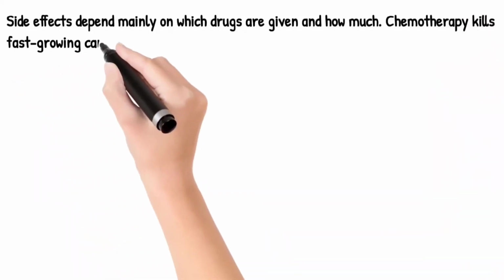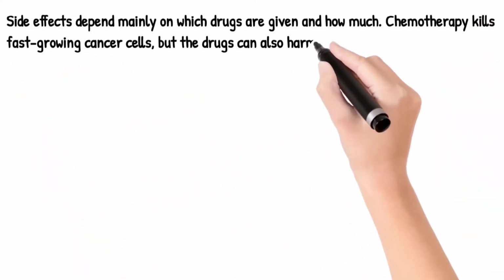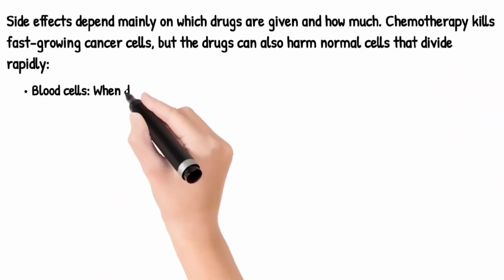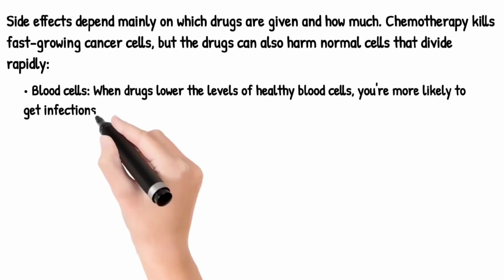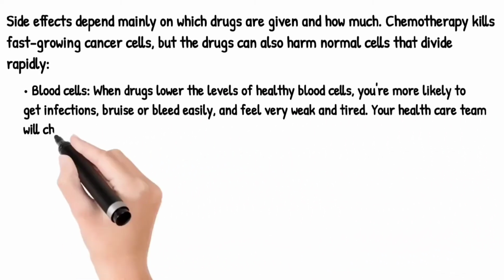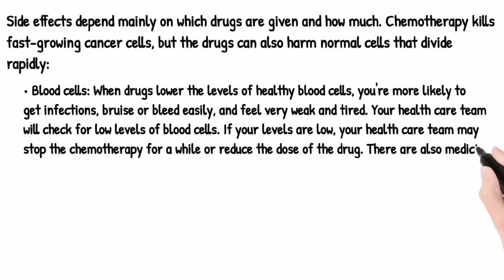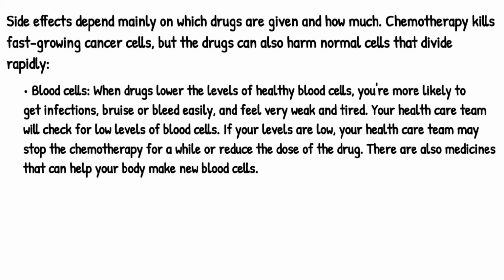Chemotherapy kills fast-growing cancer cells, but the drugs can also harm normal cells that divide rapidly, like blood cells. When drugs lower the levels of healthy blood cells, you're more likely to get infections, bruise or bleed easily, and feel very weak and tired. Your healthcare team will check for low levels of blood cells. If your levels are low, your healthcare team may stop the chemotherapy for a while or reduce the dose of the drug. There are also medicines that can help your body make new blood cells.